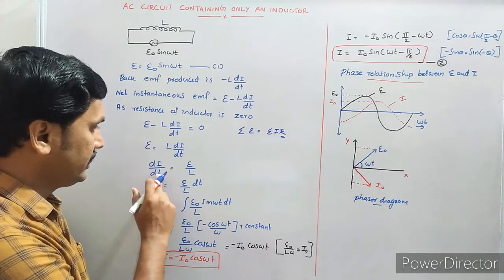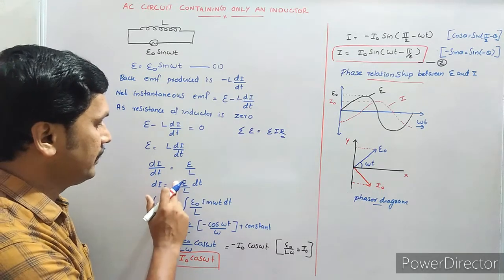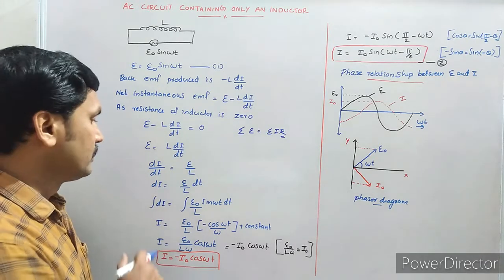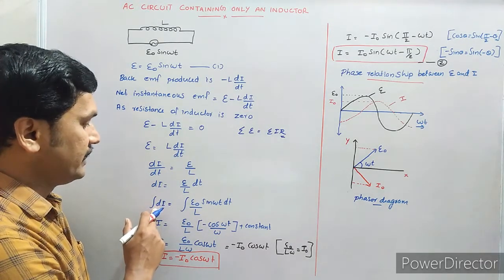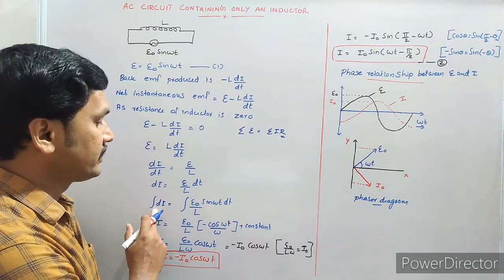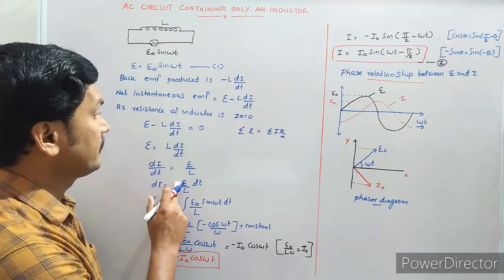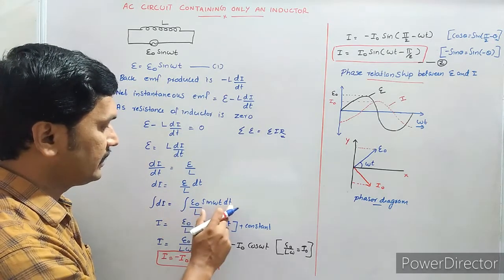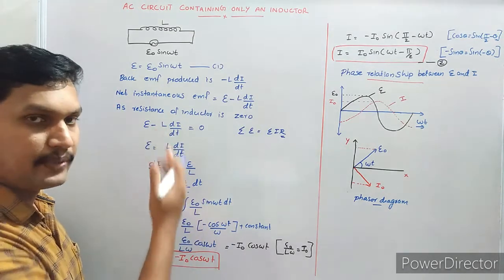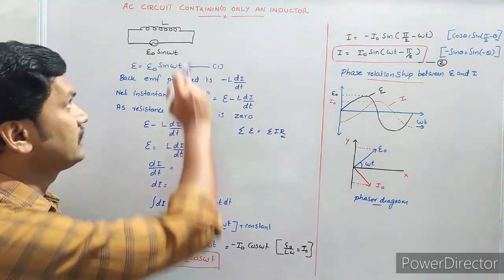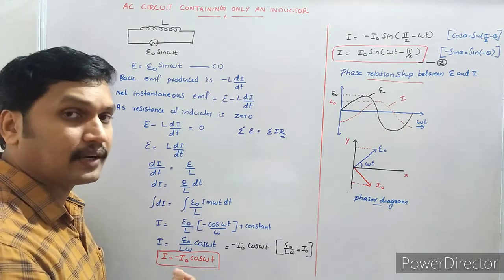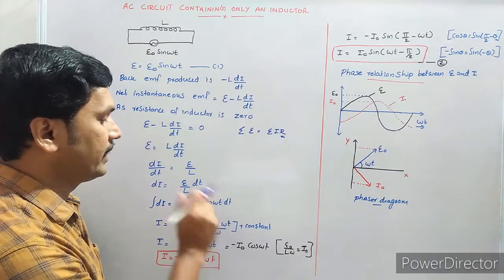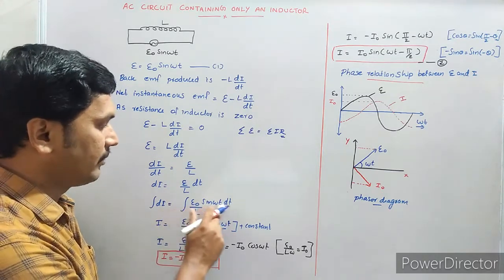Rearranging, taking dt to the right side, di is equal to E by L into dt. We want an expression for the current. So we can write the integral of di is equal to, substituting E0 sine omega t for E, E0 sine omega t by L into dt. E0 is the peak value of voltage and L is the self-inductance of this inductor. They are constant, so we keep E0 by L outside, and the integral of sine omega t dt.